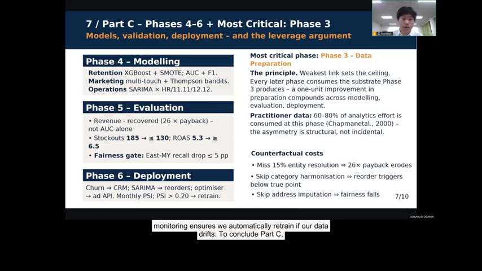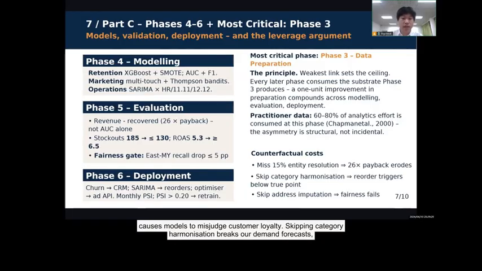To conclude part C, data preparation is our most critical phase because the weakest link sets the ceiling. It consumes 60 to 80% of our effort, but this asymmetry is structural. Every uncaught defect is heavily amplified downstream. For example, missing our 15% entity resolution causes models to misjudge customer loyalty.